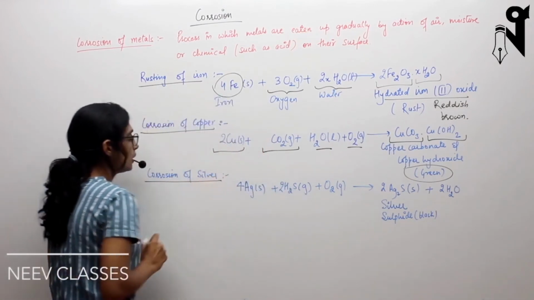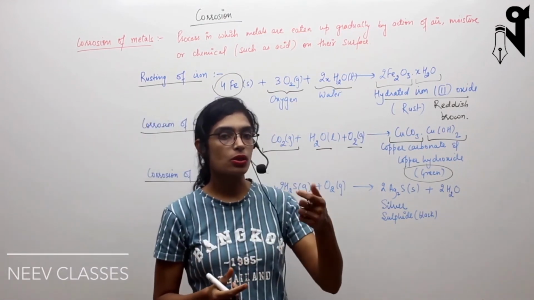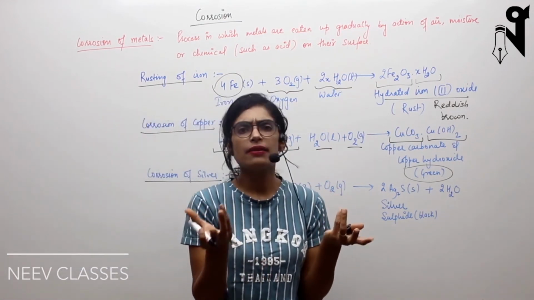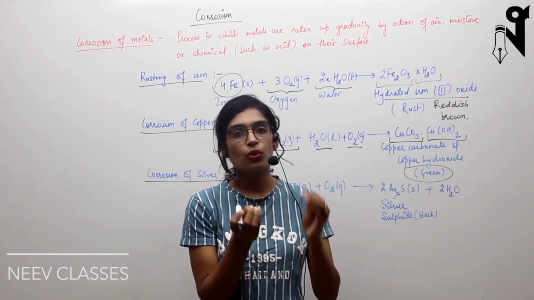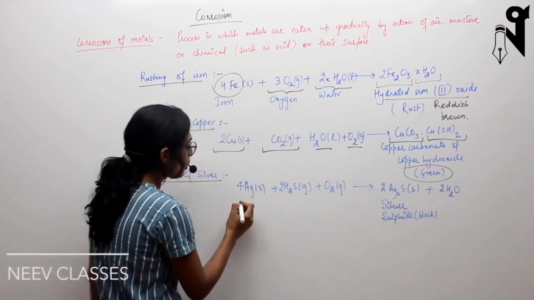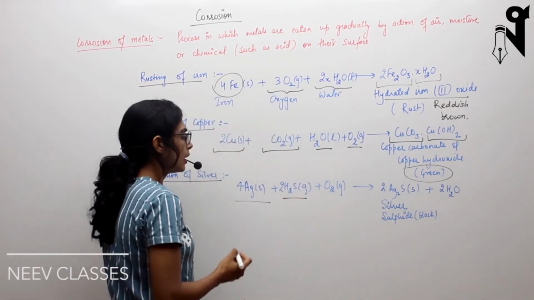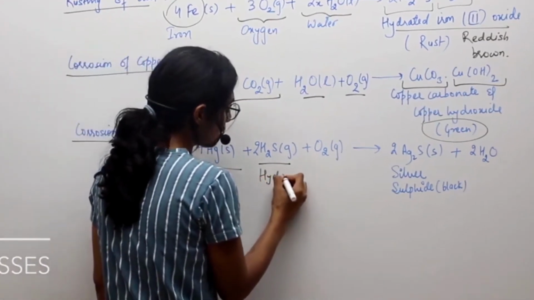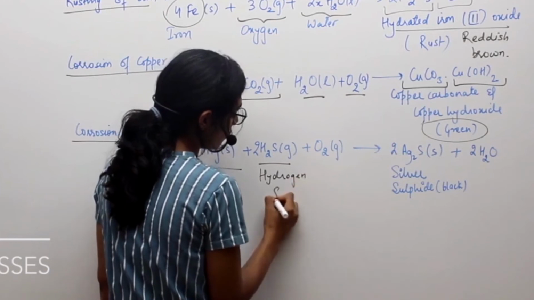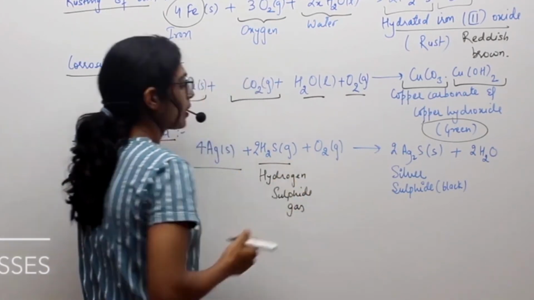Similarly, you must have seen silver ornaments, or silver vessels, or any silver substances becoming black over a period of time. So why does that happen? That happens because silver, when it comes in contact with H2S, that is hydrogen sulfide gas, which is generally present in the atmosphere.